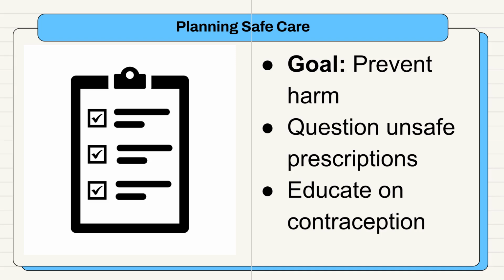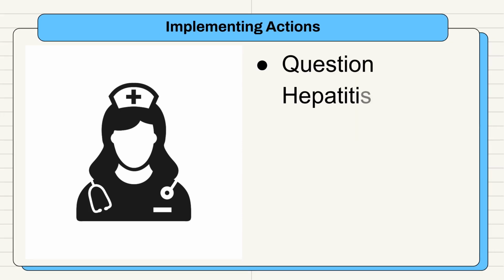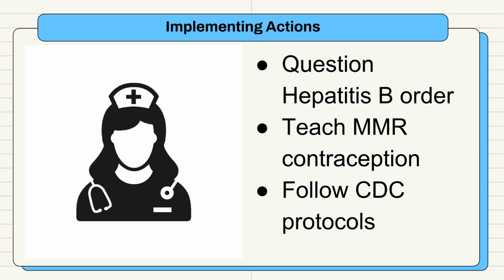A novel term here, contraindication: a condition, like yeast hypersensitivity, that makes a vaccine unsafe due to the risk of serious reactions. Time for implementation. For the hepatitis B client, you'd say, "I'm concerned about this prescription due to the client's yeast hypersensitivity. Can we review this?" You document the interaction and educate the client on why the vaccine is unsafe.